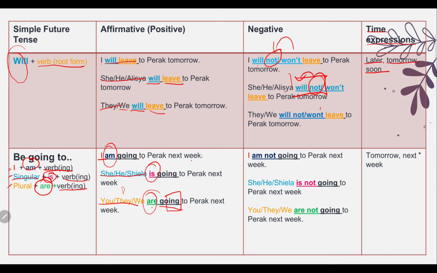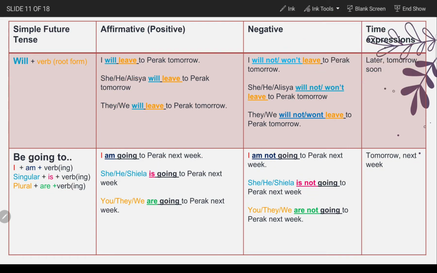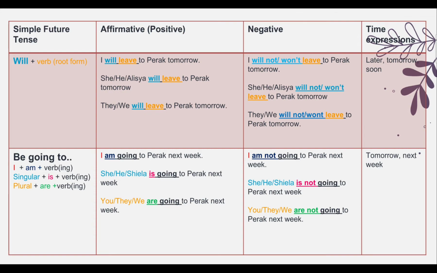So for negative, it's the same, only that we have to add not. So I am not going to Perak next week. The singular, she, he, Sheila is not going to Perak next week. And you, they, we are not going to Perak next week. So for the time expressions for be going to, here is the time expression. So that is all for the simple future tense.